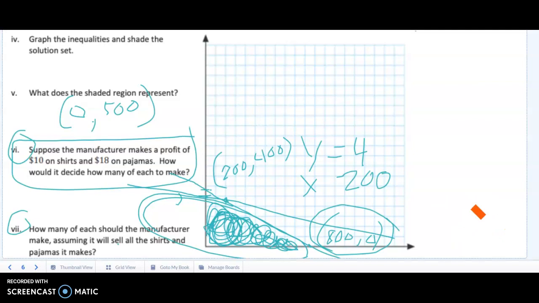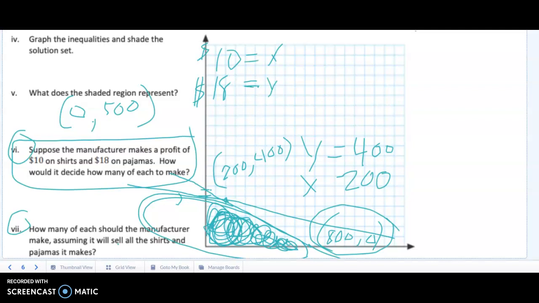Okay. Now, this wants to know how much we can make, assuming we sell all the shirts and all the pajamas it makes. Okay, so if we sell them all, how much money are we going to make? Well, $10 is the shirts, right? This is $10 a shirt profit, which the shirt is our what? We change shirt to X, and $18 for every Y, right?